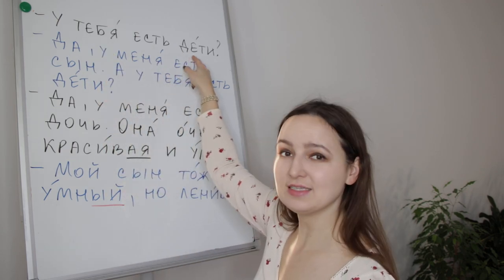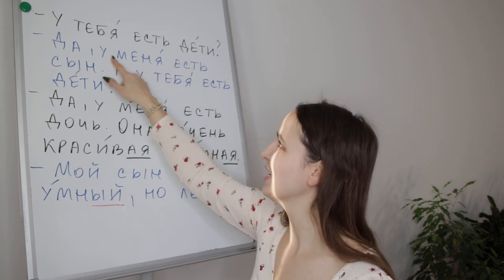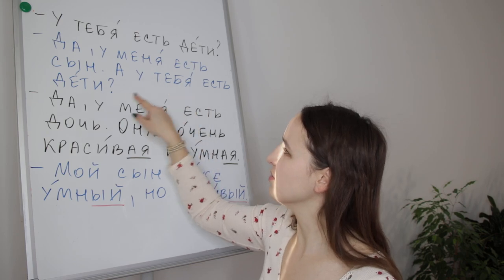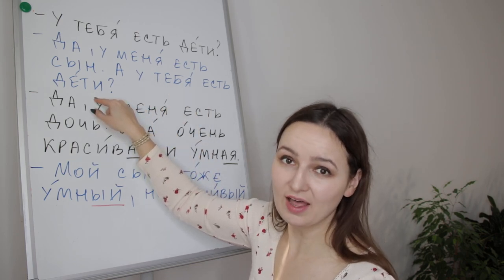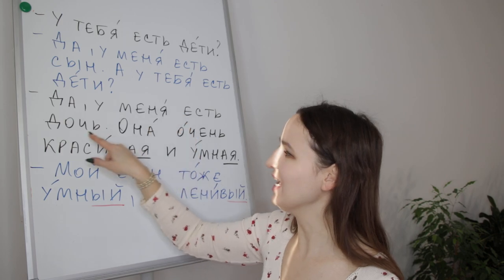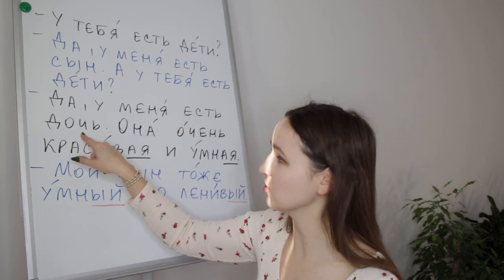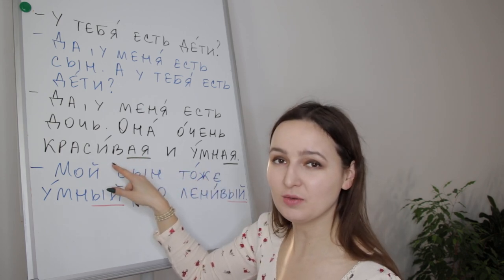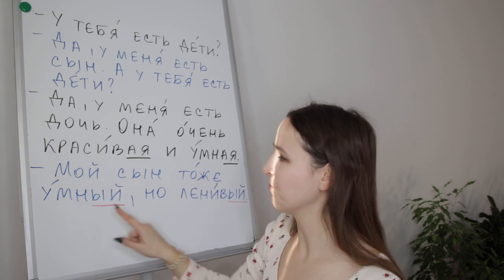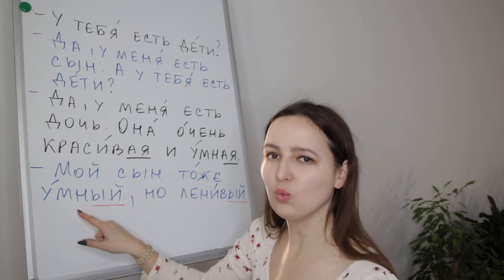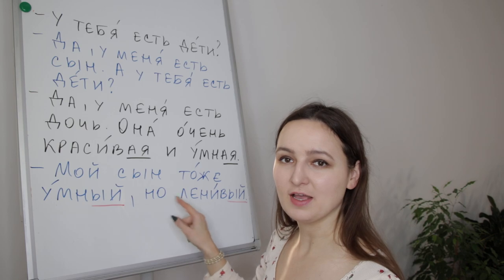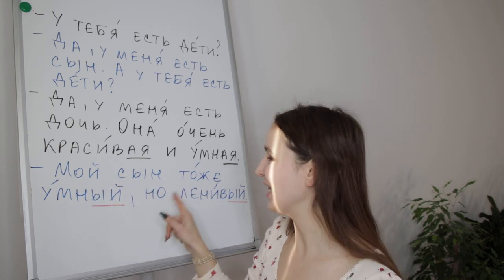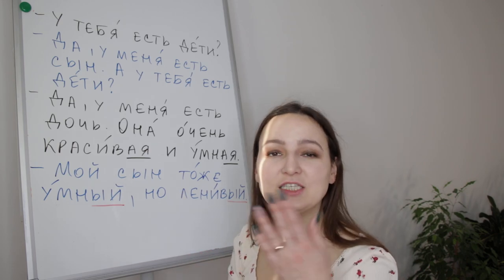У тебя есть дети? Do you have kids? Да, у меня есть сын. Yes, I have a son. А у тебя есть дети? And do you have children? Да, у меня есть дочь. Yes, I have a daughter. Она очень красивая и умная. She is really beautiful and smart. Мой сын тоже умный, но ленивый. My son is smart too, but he's lazy. But lazy, но ленивый. That's all for this lesson.